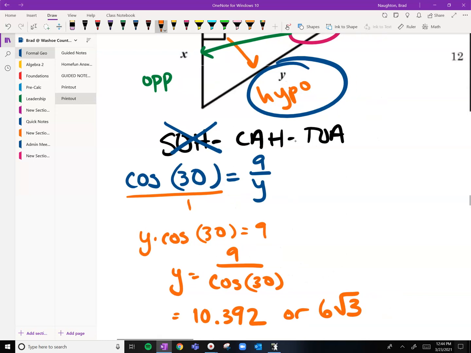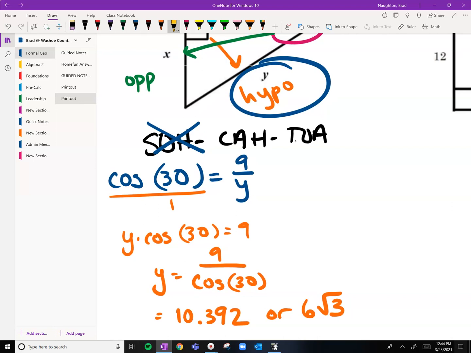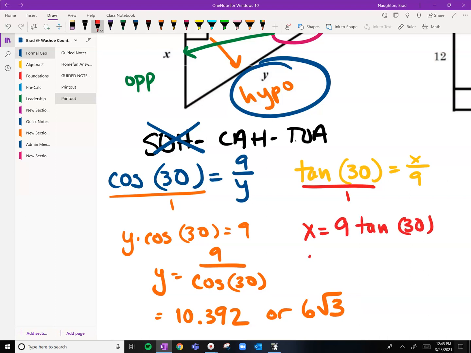Okay. Now for our tangent of 30 is going to be opposite over adjacent. So we'll put this over 1. And so I'm going to get x is equal to 9 tangent 30. So x is going to be 3 root 3, or our decimal, which is 1.96.